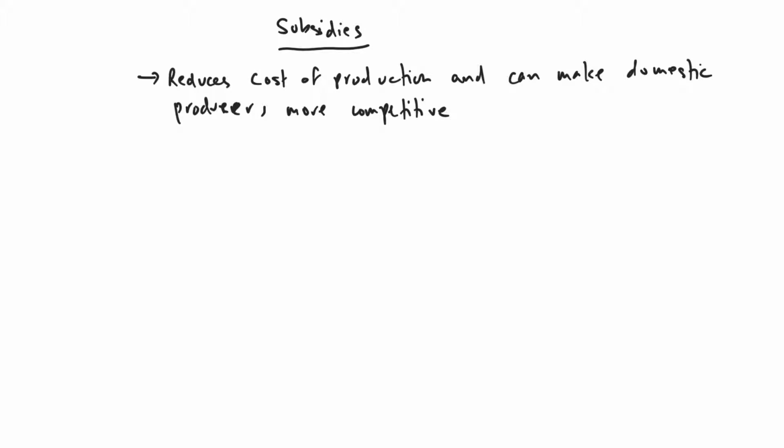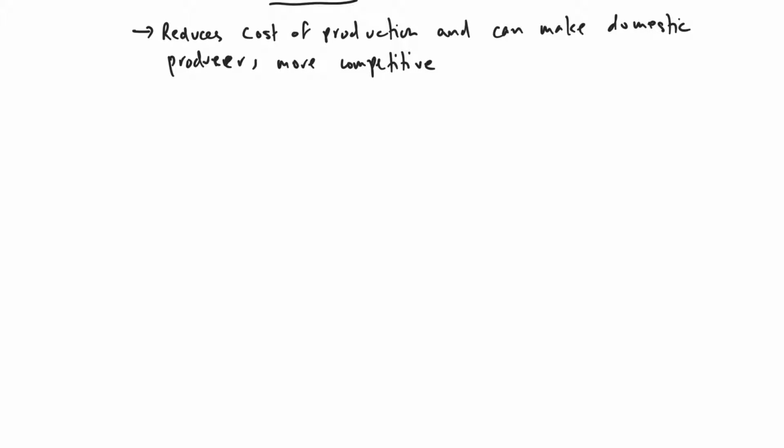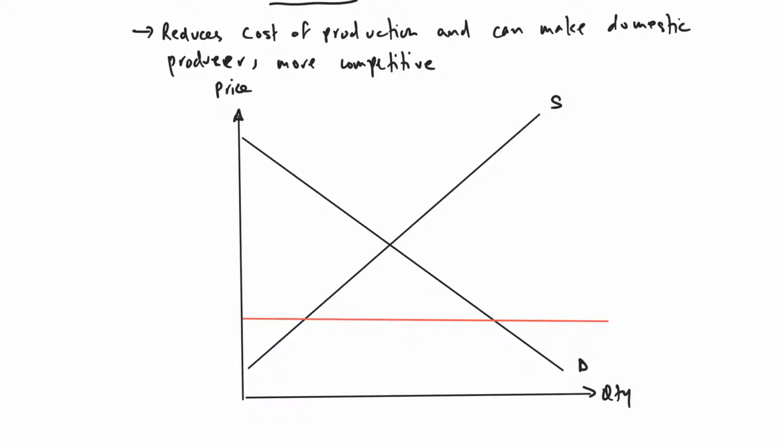Now it's competitive, right? So how does it work? Let's see this in terms of a diagram. So first we'll make the same international trade diagram where we are importing. Okay, so this is demand and supply. And let's say this is your world price PW. Because the world price is lower than the domestic price, we are importing Q2 minus Q1.